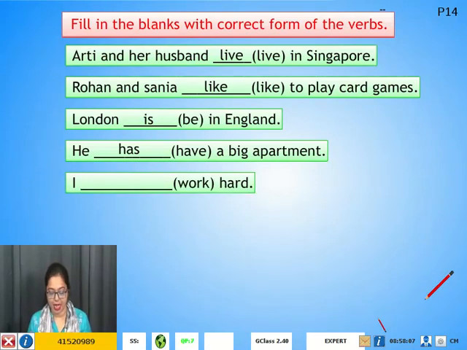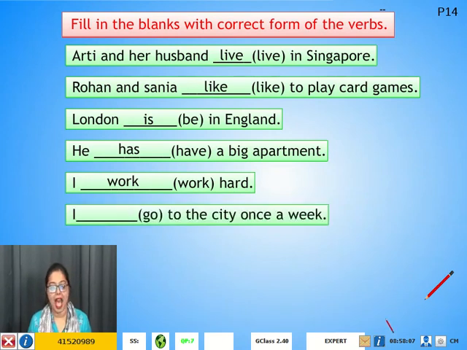Another exercise. I dash work hard. So I is first person singular number. So what will you be using? Work will not change. Neither s nor es will be added since the sentence subject is in first person singular number. So work will remain work. Okay.